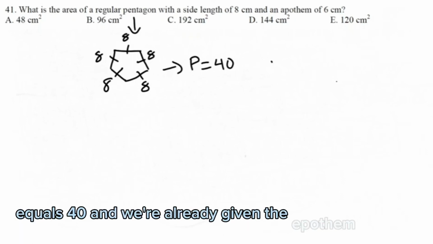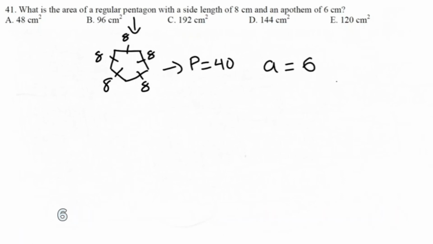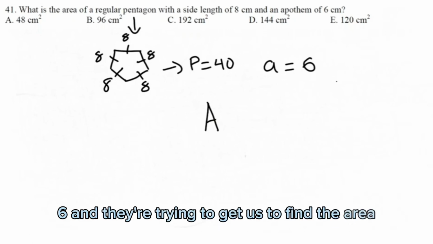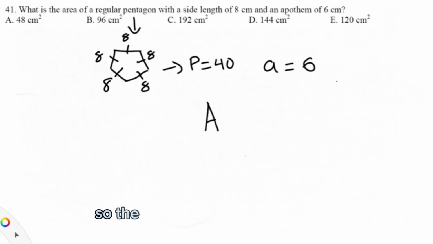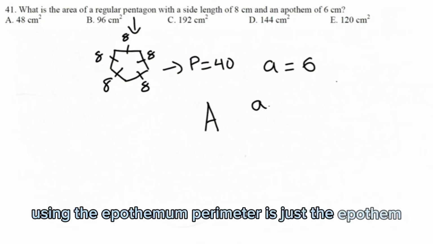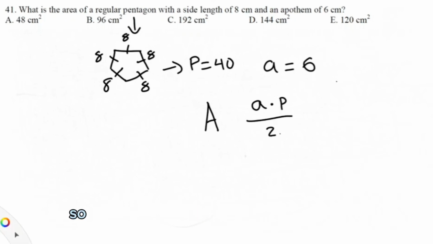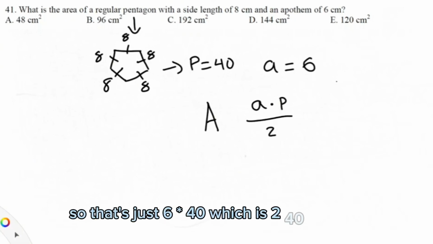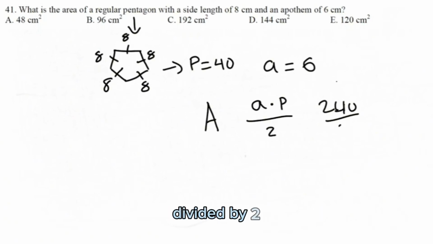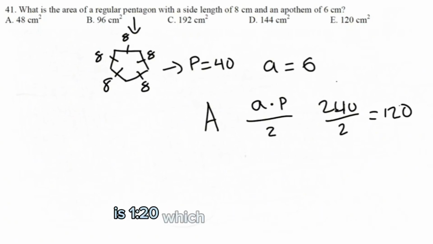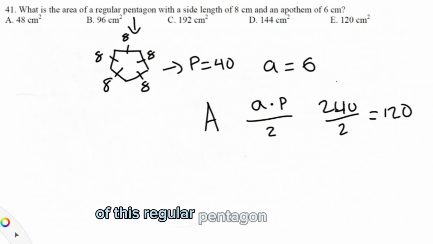And we're already given the apothem, which is 6. They're trying to get us to find the area, which is represented by a capital A. So the formula for finding the area using the apothem and perimeter is the apothem times the perimeter divided by 2. So that's 6 times 40, which is 240, divided by 2. 240 divided by 2 is 120, which means the area of this regular pentagon is 120 centimeters, and that's your answer.